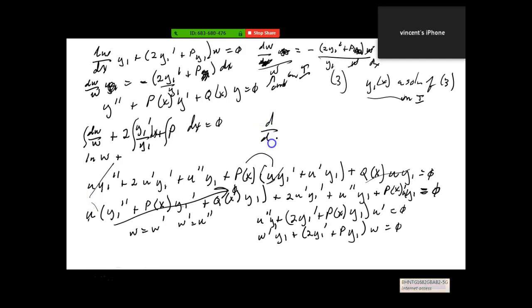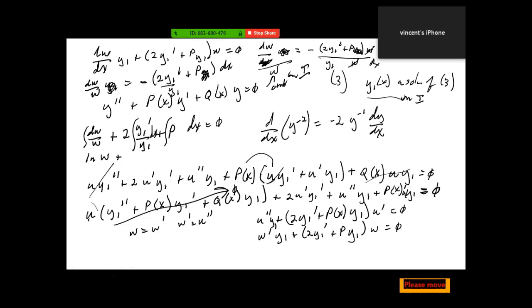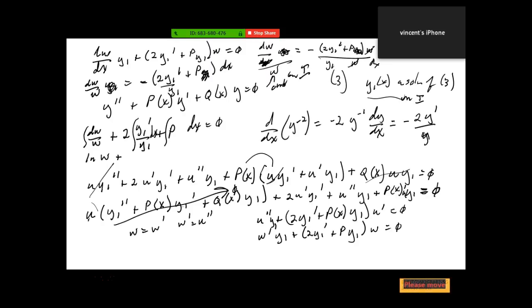d by dx of y to the minus 2. That would be minus 2 times y to the minus 1 dy dx. That's it. Okay, I think. Okay, which would be minus 2 y prime over y. Because y to the minus 1 is 1 over y. I don't know why it won't write, but it's down there. This is so aggravating.